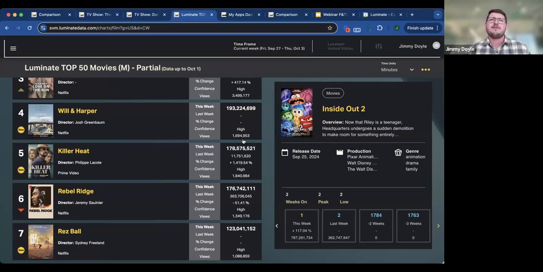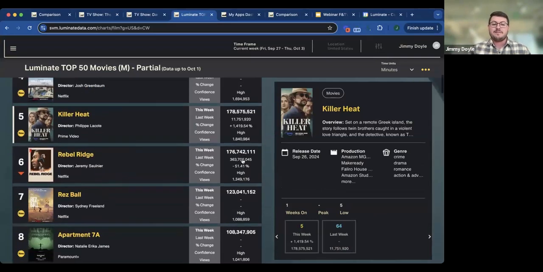I also find it really useful just because minutes can sometimes be so amorphous. Okay, this has 500 million minutes, but what does that mean? Are people seeing this project? When we think about the old way we used to understand TV ratings, it was more around a people count. And this can help us get a little bit closer to that people count when we're looking at views.